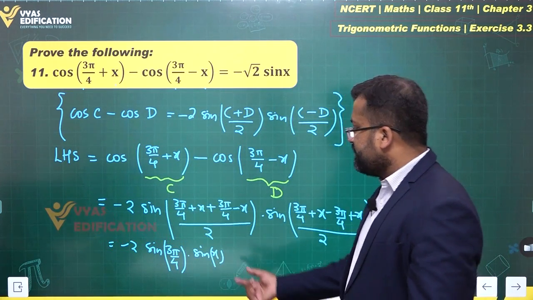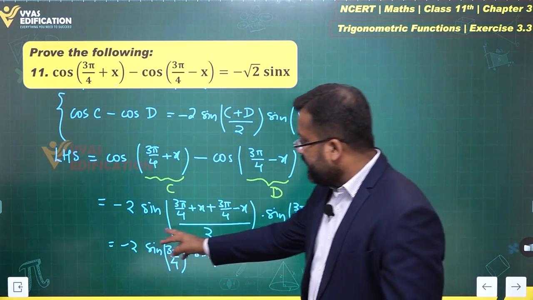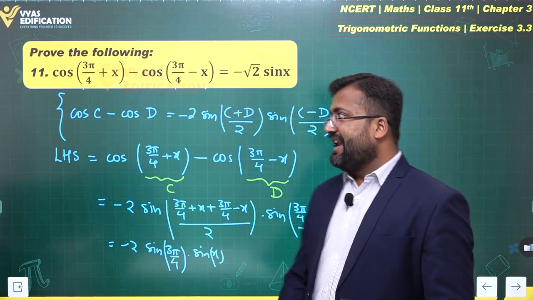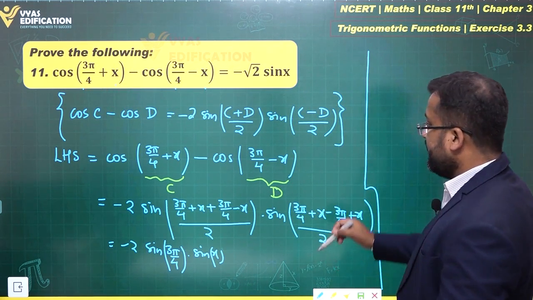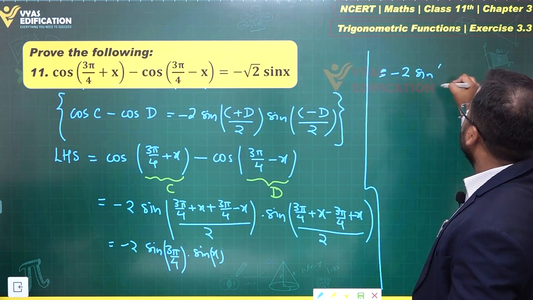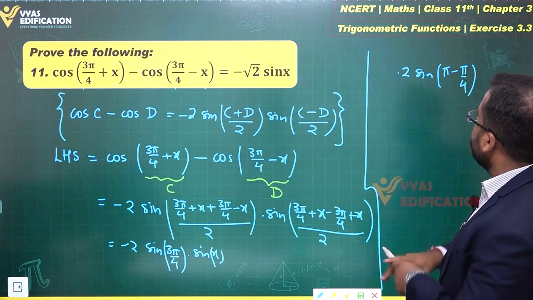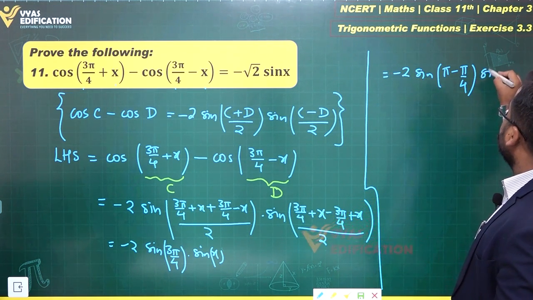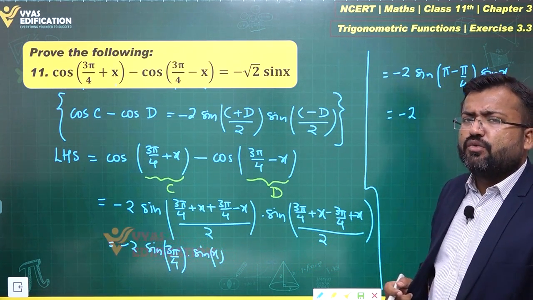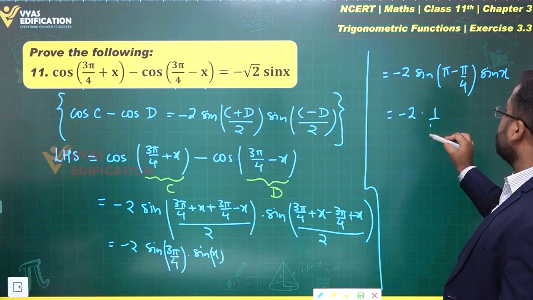So we have reached a stage where we have sine x, and we have some sine, right? And can we find the value of this? This is sine 3 pi by 4, which can be written as sine of pi minus pi by 4, using allied angles. And the value can be easily found, right? This is minus 2 times sine of pi minus pi by 4, which would be equal to sine pi by 4, times sine x.